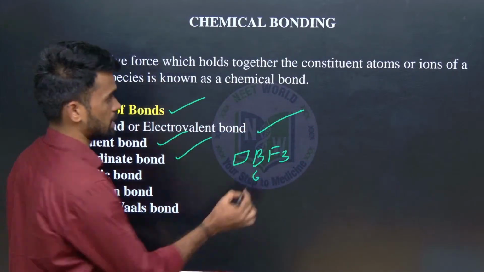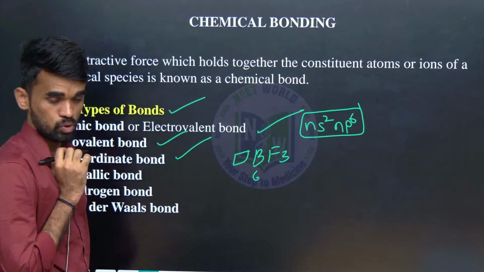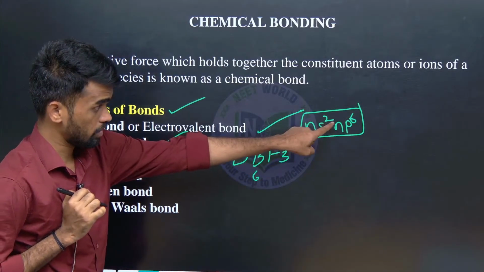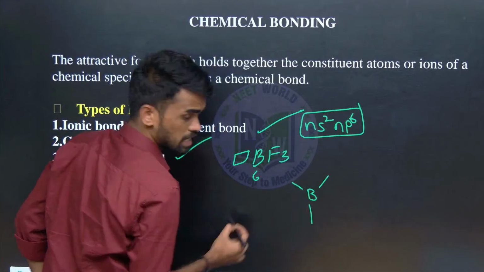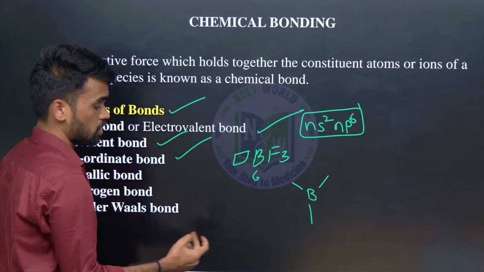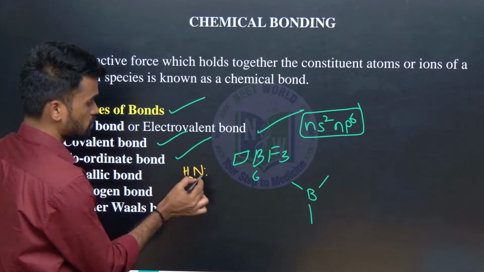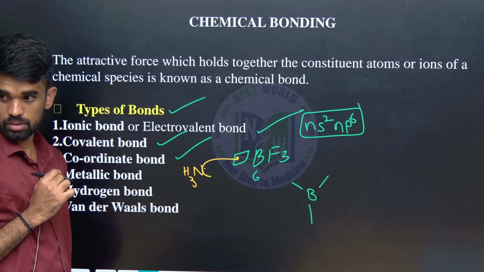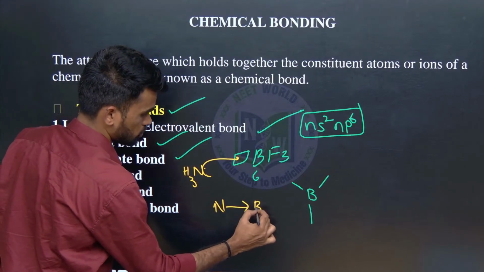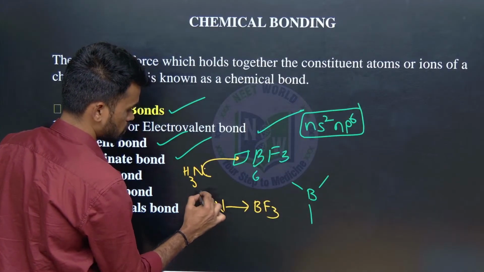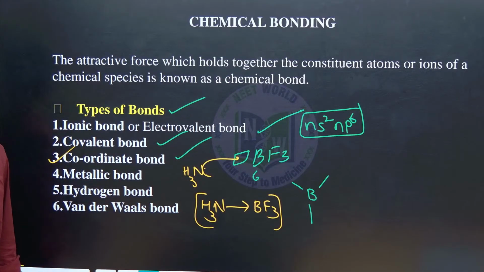That means 8 electrons, like ns2 np6 electronic configuration, are required for this boron, but boron has only 6 electrons. It means one empty orbital is there. If we take ammonia, nitrogen has a lone pair, which will be donated to this. Only one atom is donating, so the bond will look something like this. This type of bond is called a coordinate covalent bond.